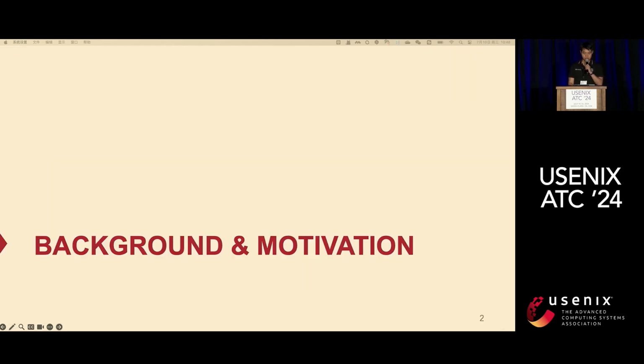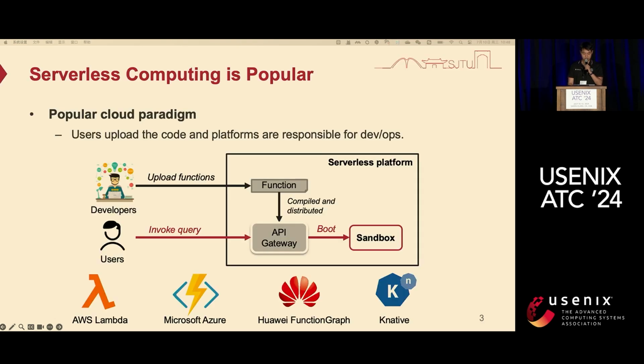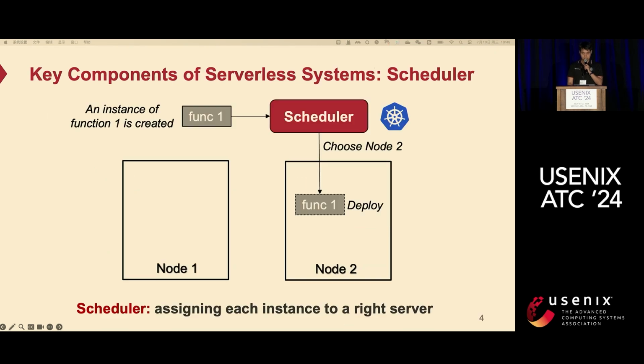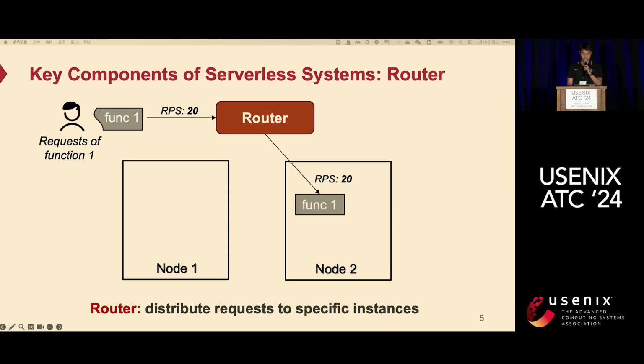First, let's talk about the background and motivation. Serverless is the popular cloud paradigm where users only need to upload their code, while platforms are responsible for DevOps. Serverless systems have three key components. First is the scheduler. When a new instance is created, the scheduler would choose a node to deploy it. Different scheduling policies are used for different scheduling targets.